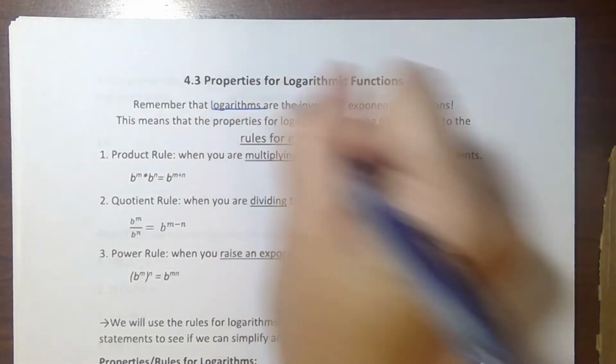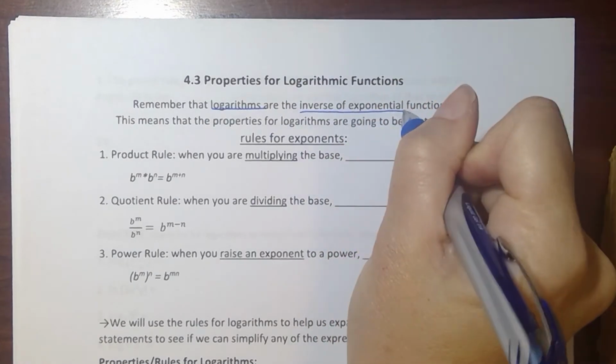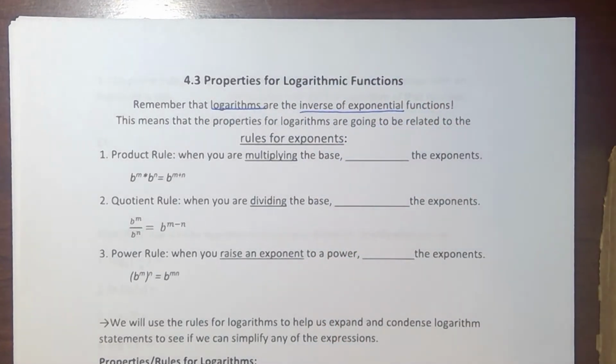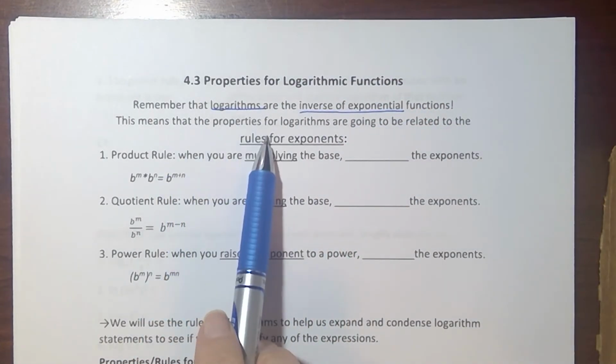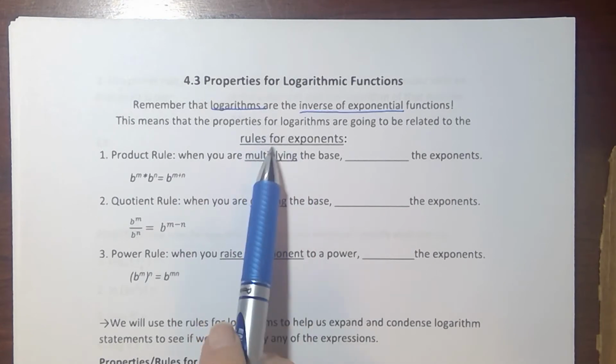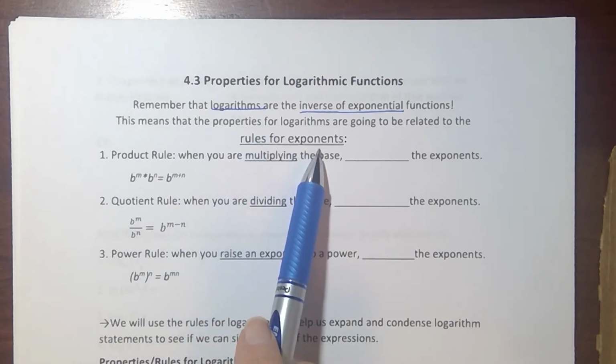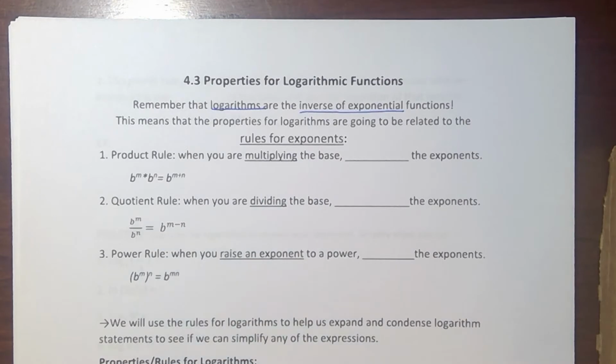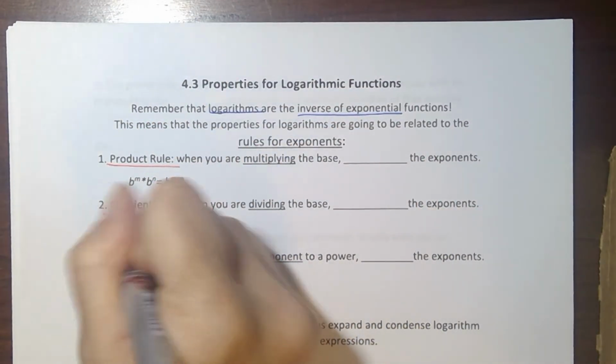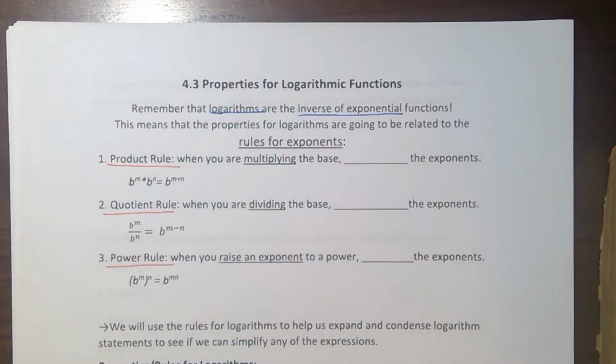Remember that logarithms are our inverse functions for the exponential function. This means that the properties for logarithms, or the rules for logarithms, are going to be related to those rules for exponents. We have three basic rules for exponents, and we're going to review those right now: our product rule, our quotient rule, and our power rule. We have equivalent or very similar three rules for logarithms.